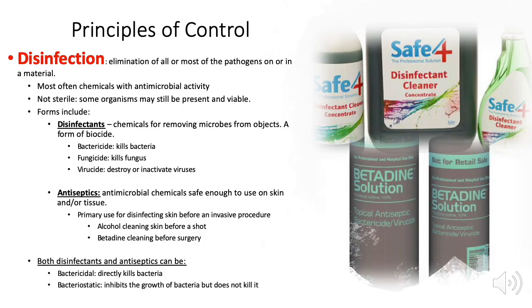Now, other principles of control include disinfection, where we're going to eliminate pathogens in particular. Not every microorganism that's on the surface of something is necessarily a pathogen. Not all bacteria cause disease. So disinfection is looking specifically at pathogenic bacteria, organisms that are going to cause some kind of human disease. Most often they are chemicals, and they're going to have some kind of antimicrobial activity.